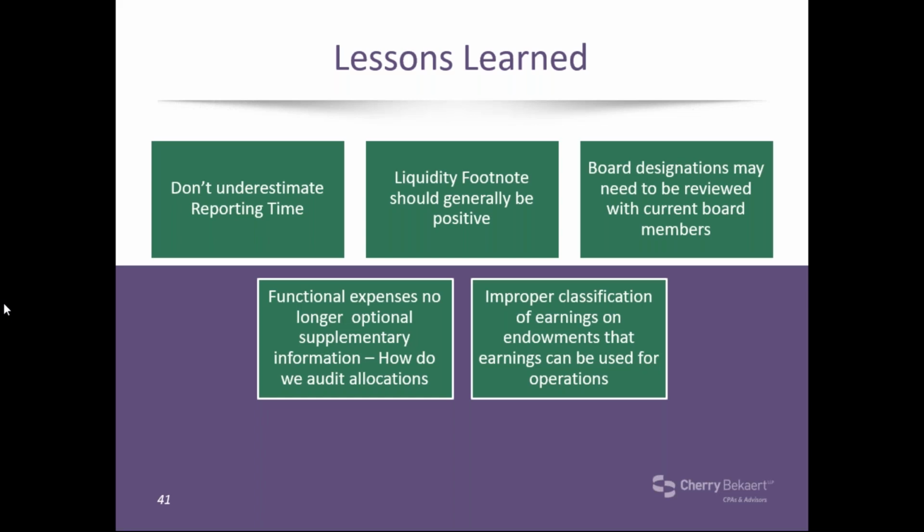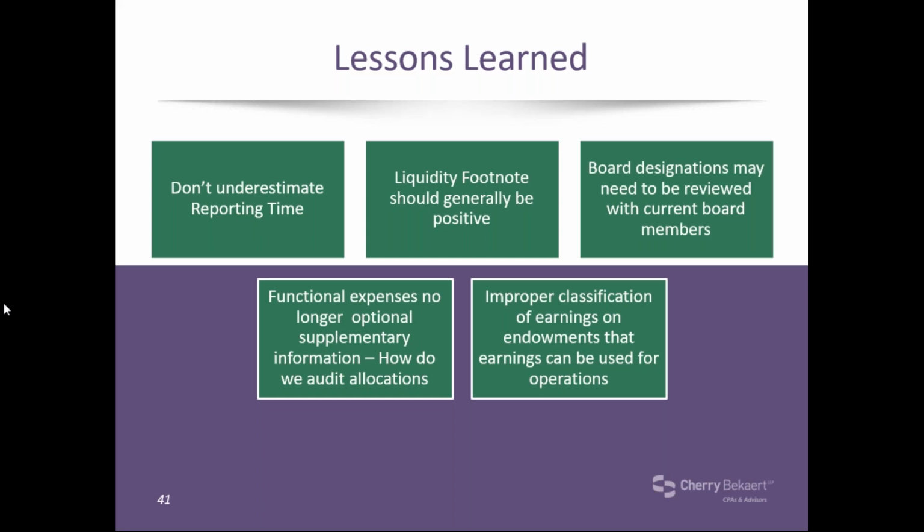Because remember, when you present it on the statement of financial position, if you don't use words, if you just said board designated, you're going to have to define some of that in your footnotes, or if your descriptors are very clear, then you may or may not need to put any additional footnote disclosure.